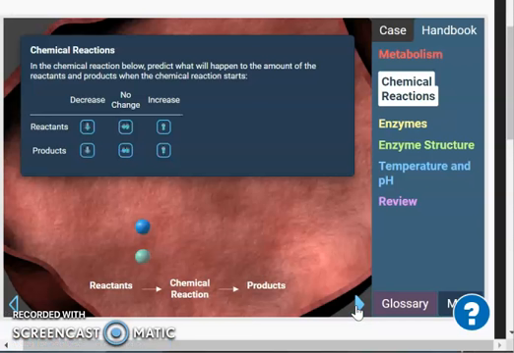In the chemical reaction below, we want to predict what will happen to the amount of reactants and products when the chemical reaction starts. Here, you will want to answer whether you think the reactants will decrease, have no change, or increase. Same thing with the products. Will they decrease, have no change, or increase? You will not be able to go past this without answering these two questions and hitting submit.